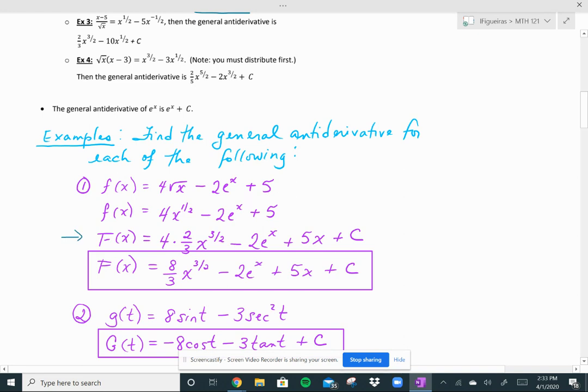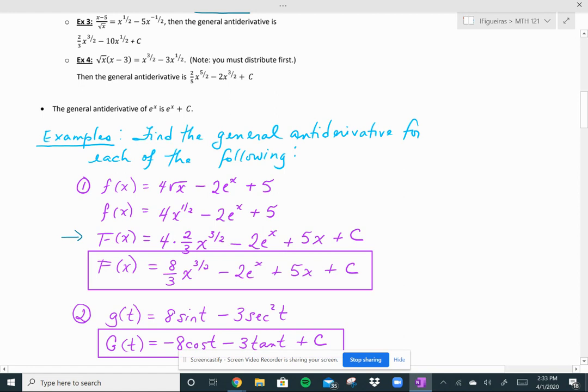So here you have to add 1 to the exponent. So 1/2 plus 1 gives me 3/2. Then multiply that by the reciprocal, which is 2/3. So your first term is 4 times 2/3 x to the 3/2. The antiderivative of e to the x is just itself. So when you multiply it by 2, it's still minus 2 e to the x. Second term is the same.